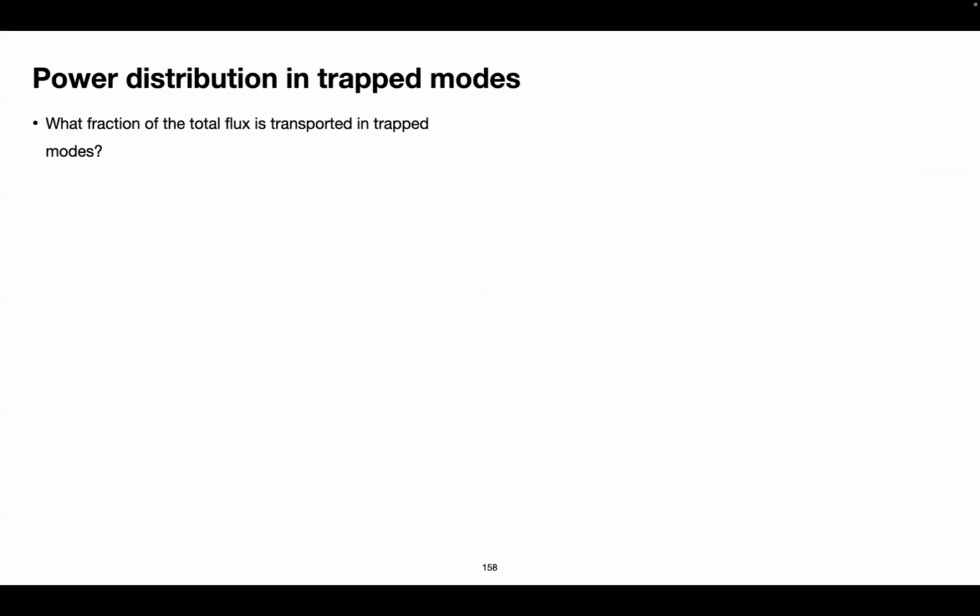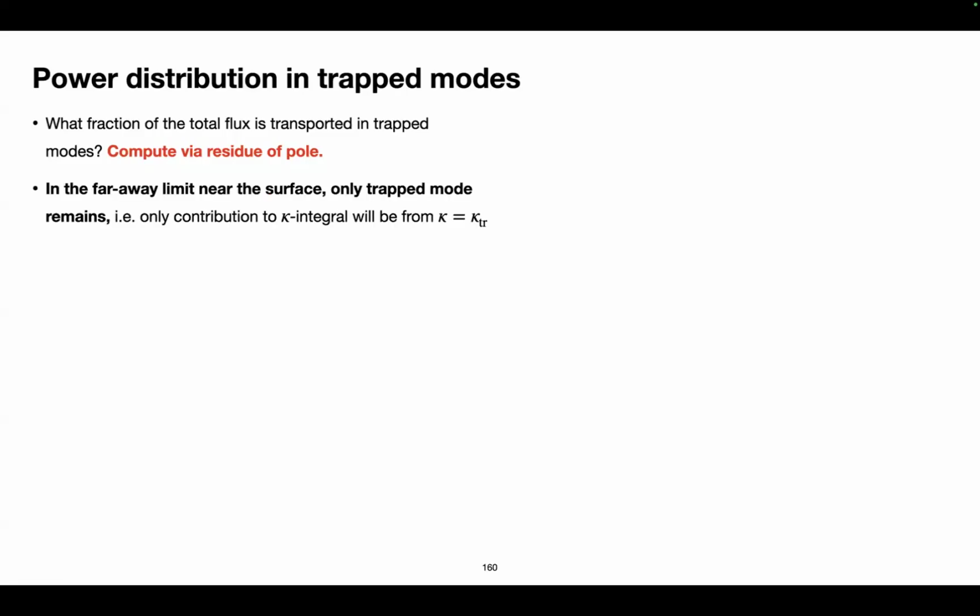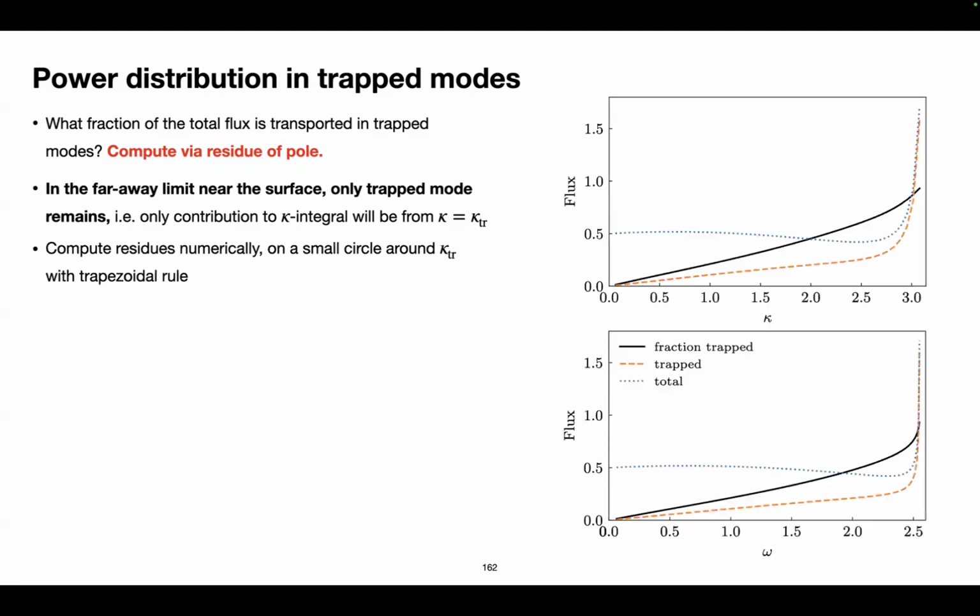In practical applications, it is of interest to compute how much power is transported in them. How quickly can the sound propagate away from this point source, and how much of it will you hear? Numerically, it turns out that we can compute that via the residue of that singularity that I showed you in the complex plane. It also turns out that infinitely far away from the point source, the only thing you hear will be the trap mode.